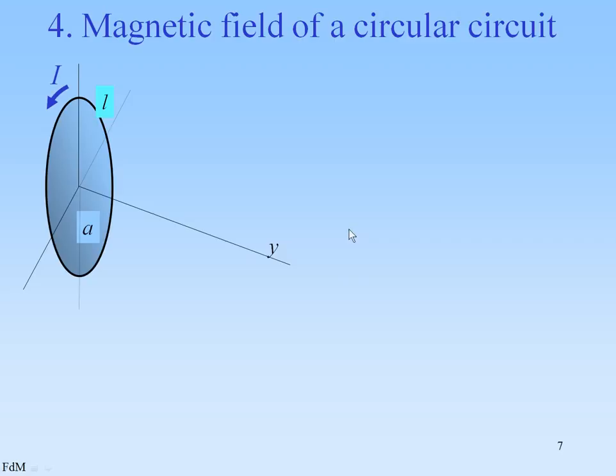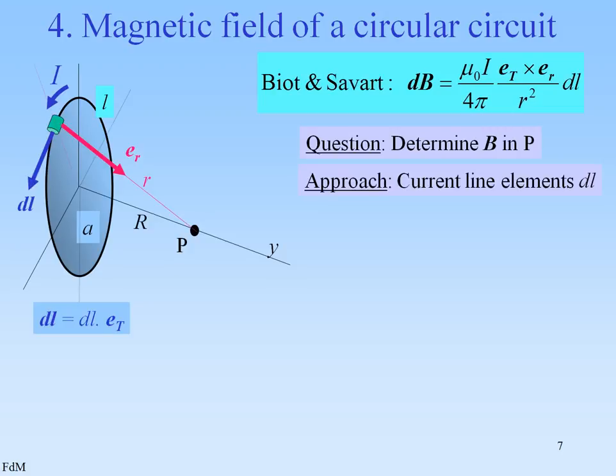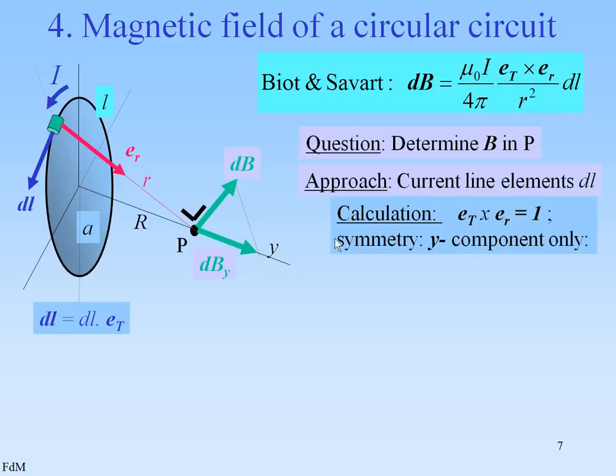Magnetic field of a circular circuit. Again, Biot and Savart. The question is to determine B at P, and we approach that with current line elements dl. dl is dl scalar times e_t. For the calculation, e_t times e_r here is always 1, because they are perpendicular to each other. And since we have symmetry, there is only a y component.